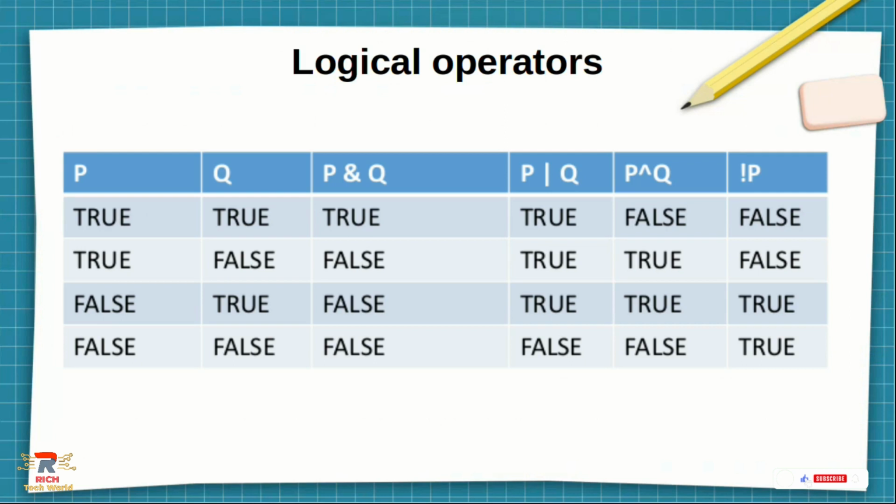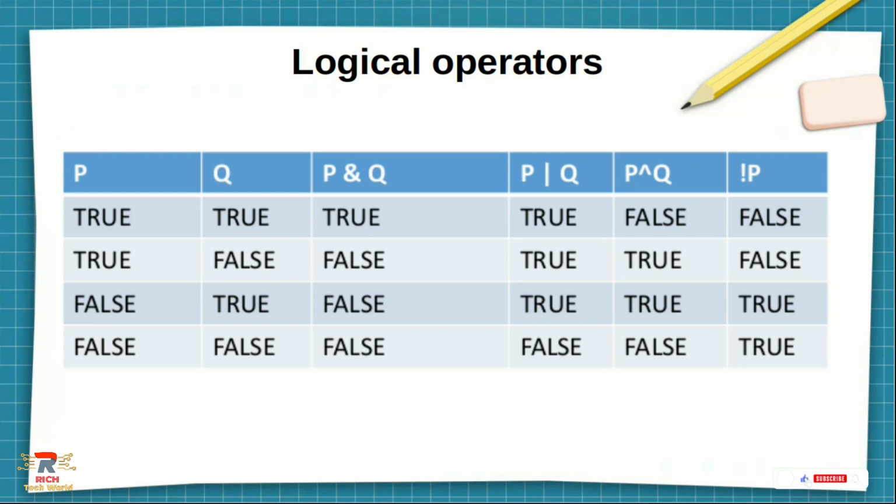The next situation is when P is true and Q is false. When you use the AND operator, the outcome becomes false. When you use the OR operator, the outcome becomes true. When you use the exclusive OR, the outcome becomes true. And when you use the NOT, the outcome becomes false.